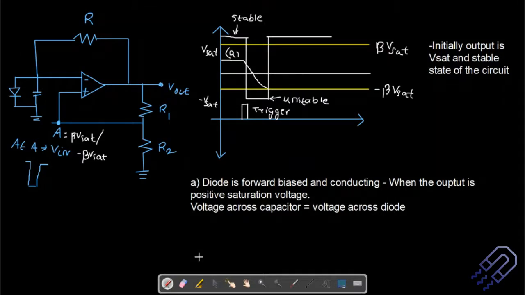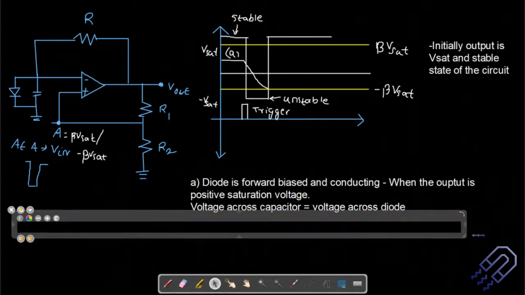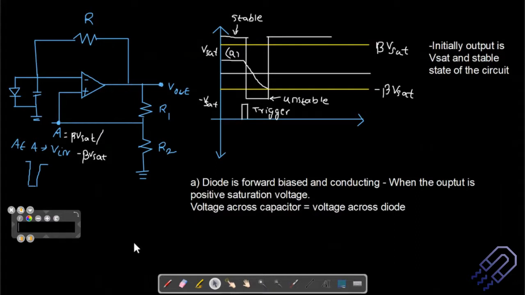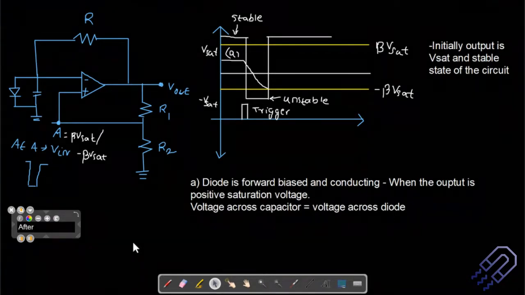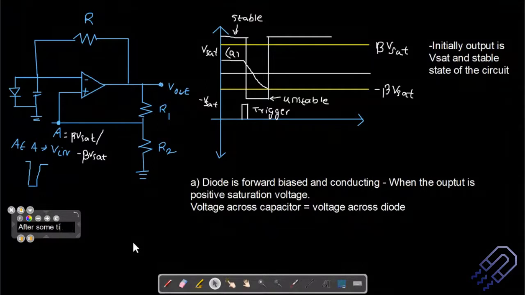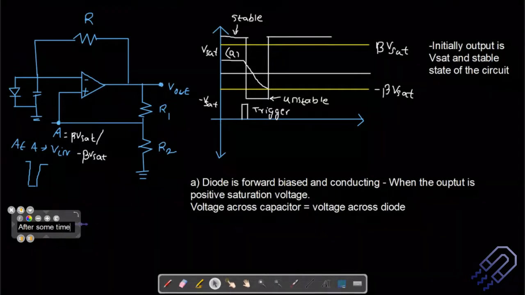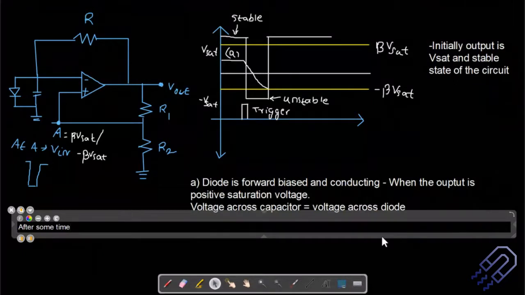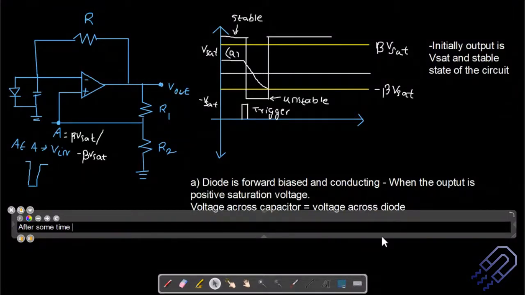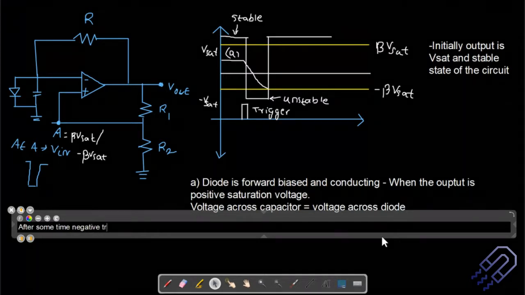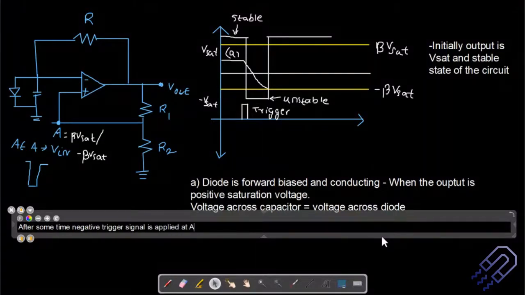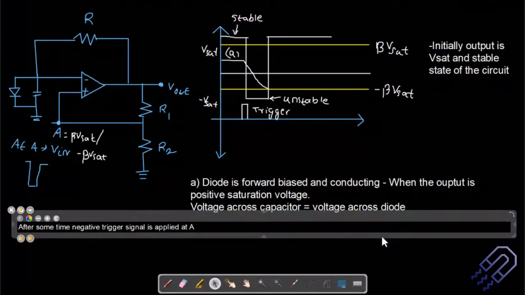Defining it here, let's try to define what B is. What happens next? Before I write down B, maybe I can just write this down. After some time, we apply a trigger. This trigger depends on what kind of circuit you are using, but since we are trying to understand, let's assume that we are applying a negative trigger. After some time, a negative trigger signal is applied at A. So we are applying a negative triggered signal at A.